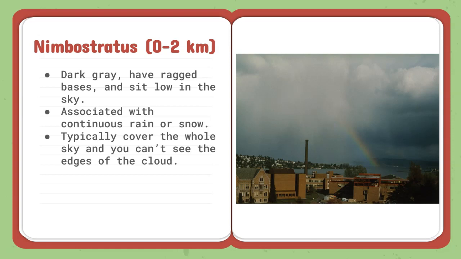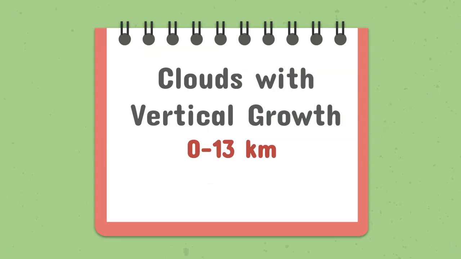The last low-level cloud is the nimbostratus. The nimbostratus are dark gray clouds, and they have ragged bases and sit very low in the sky. These are associated with continuous rain or snow in the winter. Typically, they cover the whole sky, and you can't see the edges of the cloud. So it's like one big endless cloud that you can't see the edge of. That would be the nimbostratus cloud.